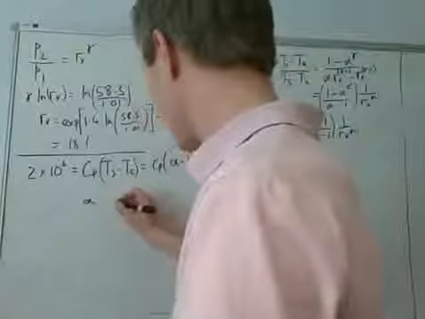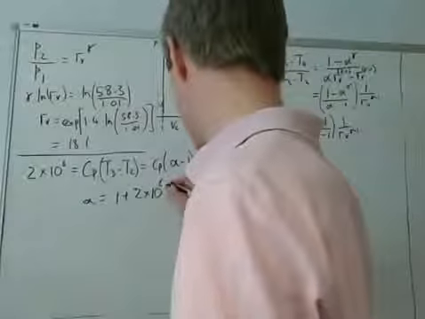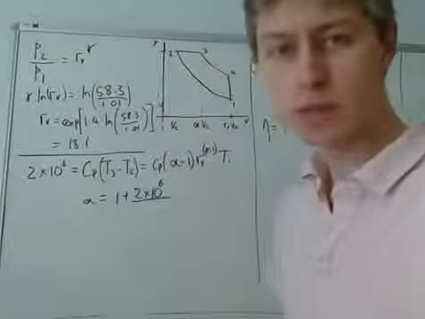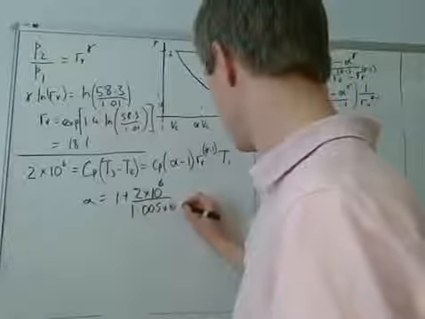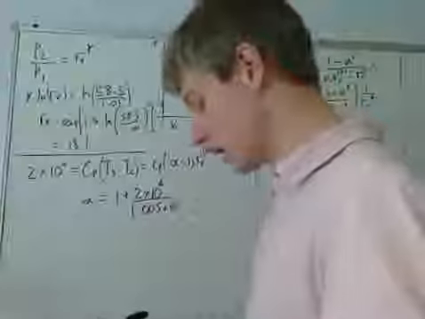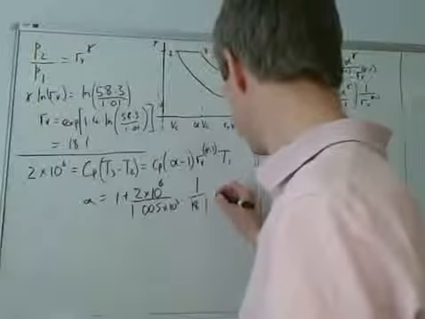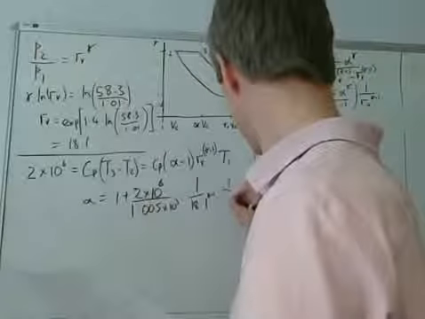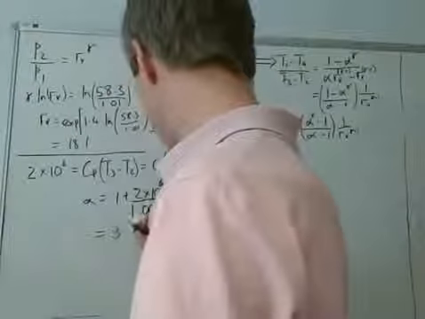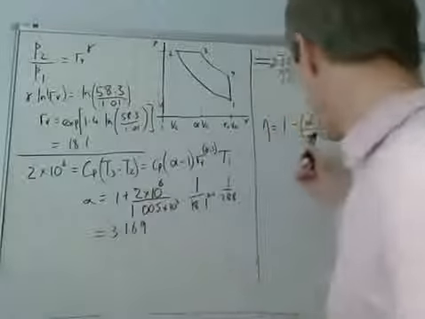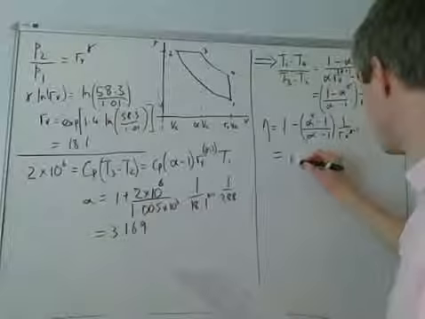So rearranging and putting the numbers in, alpha is equal to 1 plus heat input, 2 megajoules per kilogram, over the heat capacity Cp, and you should be able to remember this number if you use it often enough. It's in your data book. 1.005 times 10^3 joules per kilogram per Kelvin, times T1, which was 288 Kelvin. So that gives a value of alpha of 3.169. And now we can put that straight into our expression for efficiency. And that's just to show you what the numbers are, so you can check them.